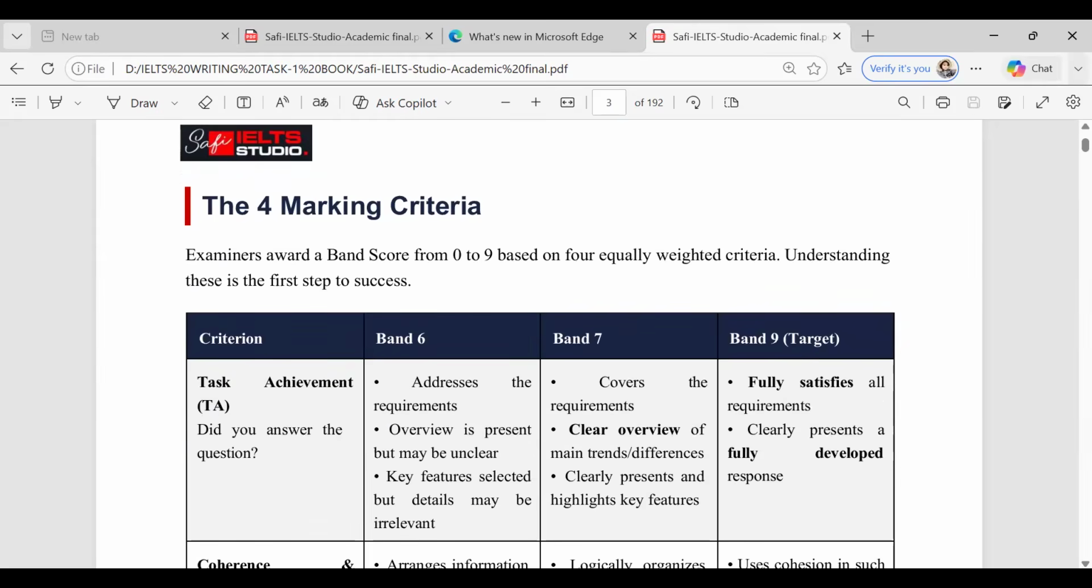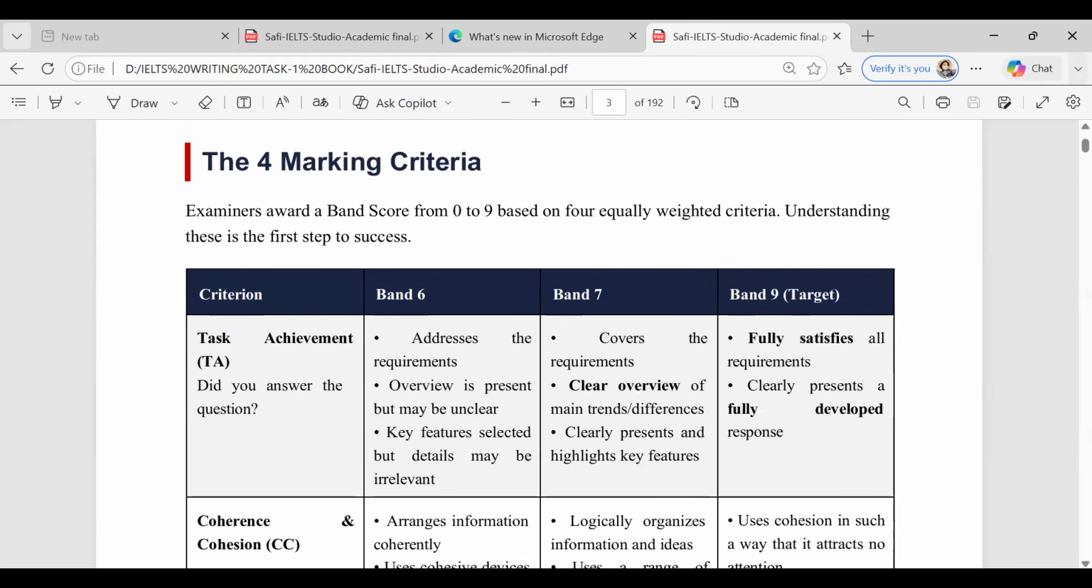So there are 4 marking criteria for your IELTS Writing Task 1. The first one we call task achievement. Task achievement means addressing all the requirements, whatever you're asked by the examiner in the question, you need to fulfill all of them. For example, you need to write an introduction, an overview paragraph, and then main body paragraphs as well. And then you need to select key features. We will study them one by one.